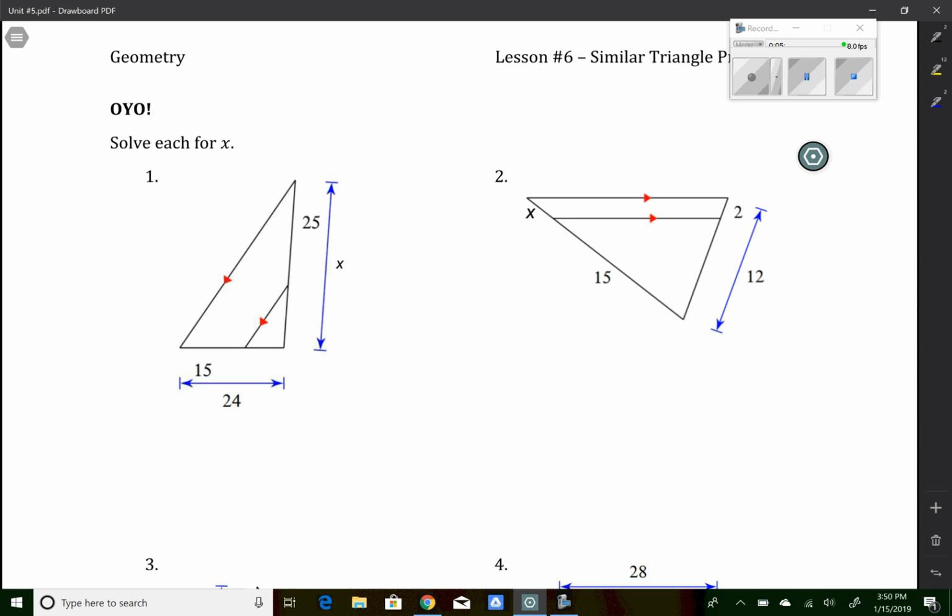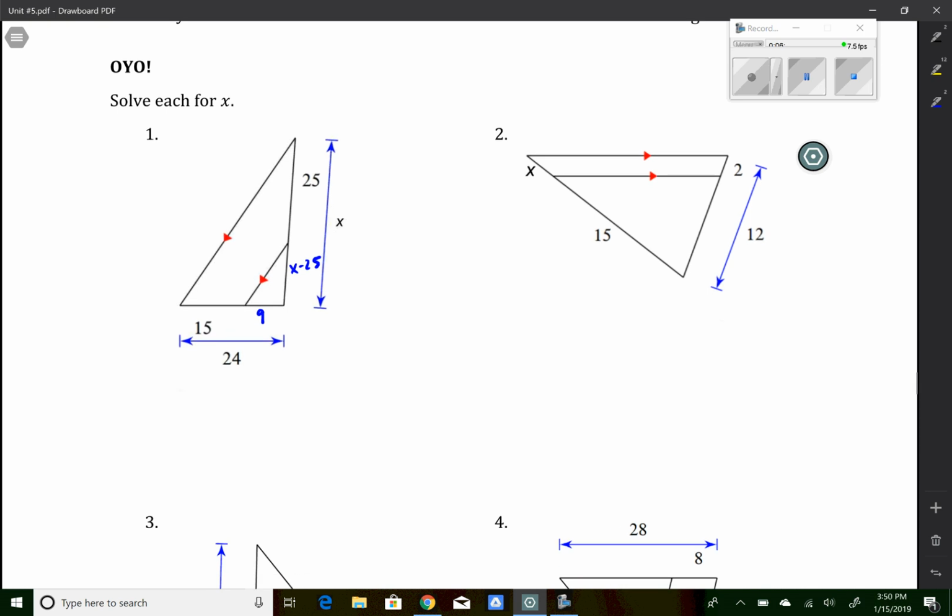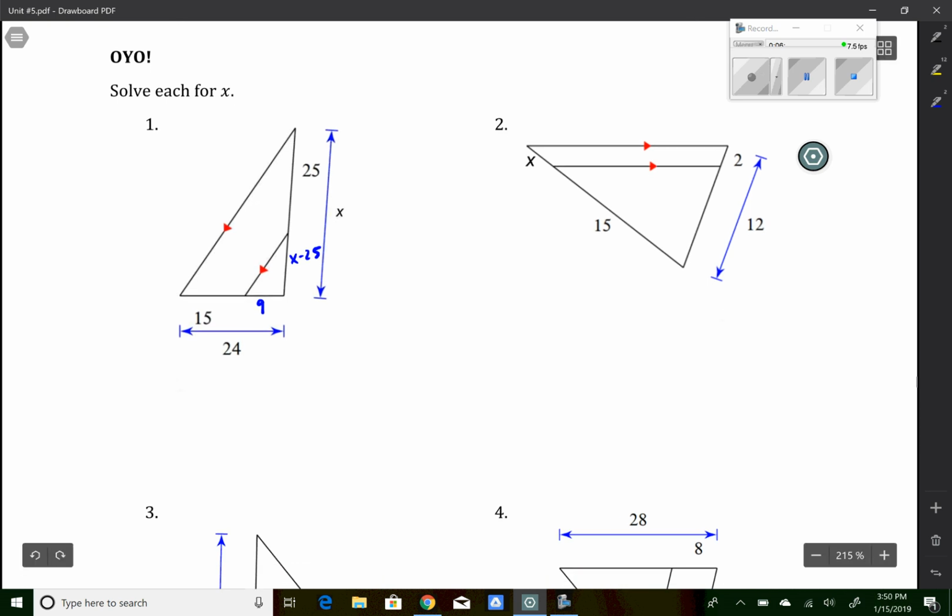Looking at these triangles, you just had to try and figure out what the relationships were. Looking at this first example, I'm comparing this whole length of x, and then I can say this is x minus 25 in the small triangle. This whole piece would then be 9, because 15 plus 9 makes 24. So then I can compare my corresponding parts. My fraction should be 9 over 24 is equal to x over x minus 25. This is not the only fraction you could have gotten here, just the one I'm going to use.